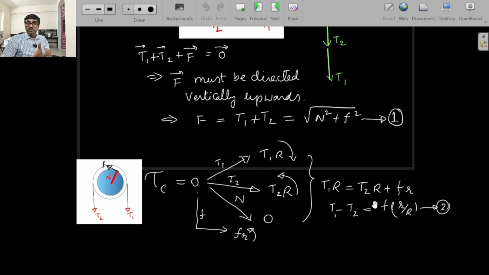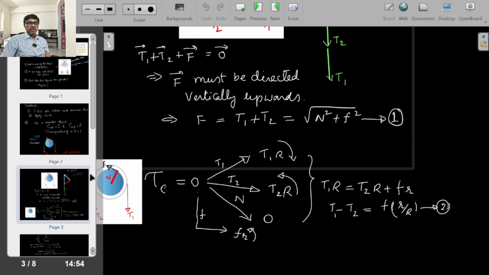If I don't have to use that mu into N, I'll just take it like this. Depending on the situation, we'll see the assumptions there. So this is the second equation we have here. The first equation is from translational equilibrium, or rather, we should not say translational equilibrium. It is having acceleration, but the net force is 0. And again, the net torque is also 0. From there I got the second equation.